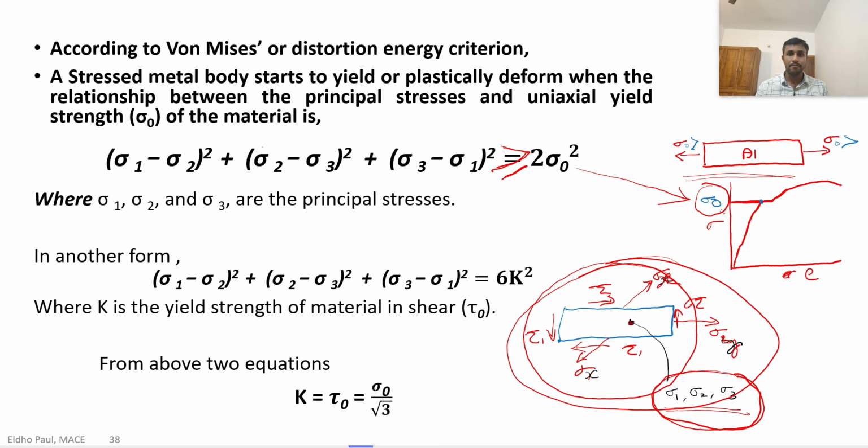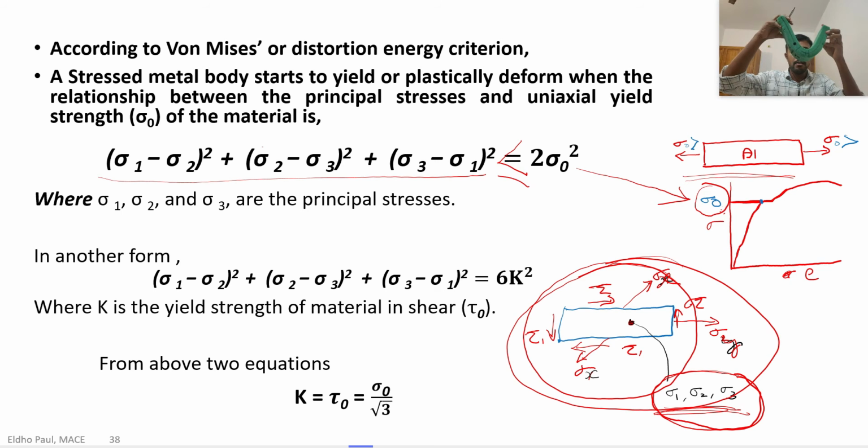For another case, if it is less than, we calculate sigma 1, sigma 2, sigma 3 principal stress values, and calculate the left hand side of this equation. If the value is less than 2 sigma 0 square, then there will not be yielding, there will not be any plastic deformation. After the removal of the load, the material regains its original shape and size.